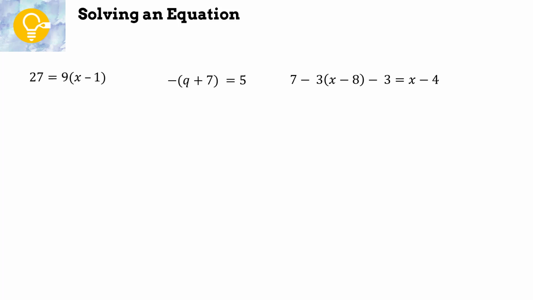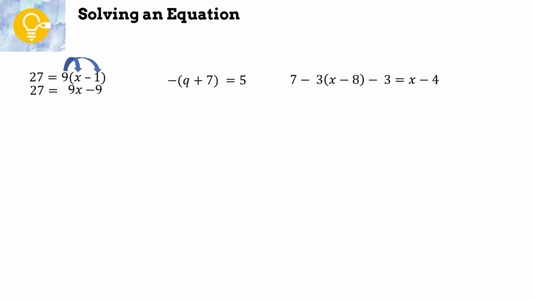Okay, let's see how you did. For the first one, we have 27 equals 9 times x minus 1. On the left side, it's just 27. We don't have anything to do. But on the right side, hopefully you notice we have the distributive property. So we're going to have 27 equals 9 times x, which is 9x. 9 times negative 1 is negative 9.